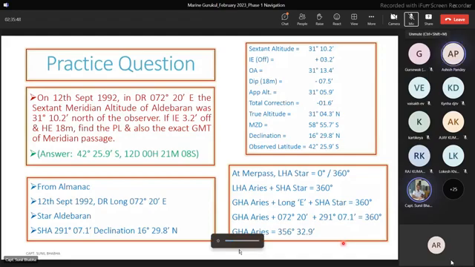Sir, once please state the definition of LHA. Okay, beta. LHA is the westerly angle of the celestial body measured from the observer's meridian. So from the observer's meridian, a westerly angle going up to the celestial meridian of the body is what is LHA. At the time of meridian passage, the celestial meridian of the observer and the celestial meridian of the body are the same because the body is on the observer's meridian. That's why LHA is 0 or 360.